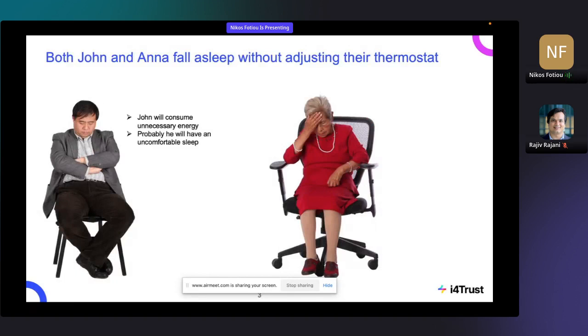John will just simply consume unnecessary energy and probably will have an uncomfortable sleep. But the enhanced energy management system of Anna will realize that Anna has fallen asleep, maybe using some data from her smartwatch, and it knows that usually when Anna falls asleep, she adjusts the thermostat, so it will react accordingly.